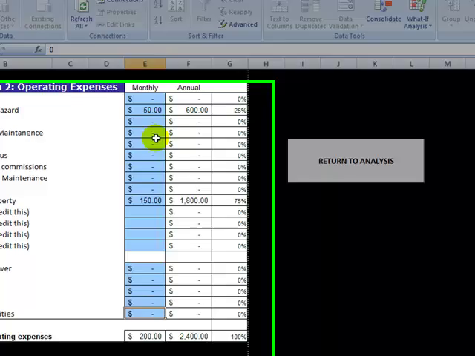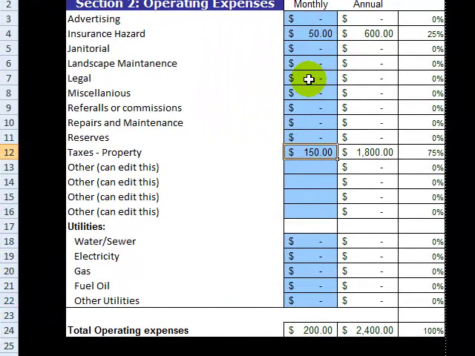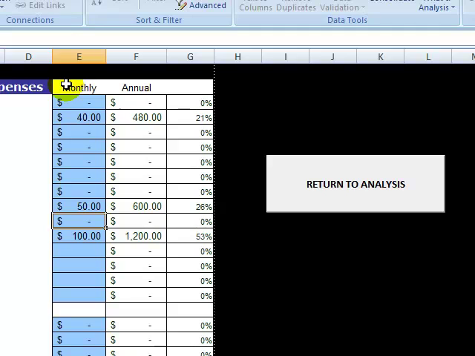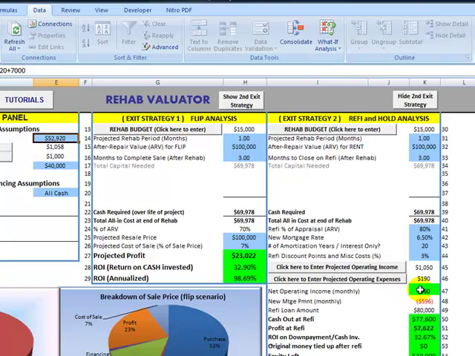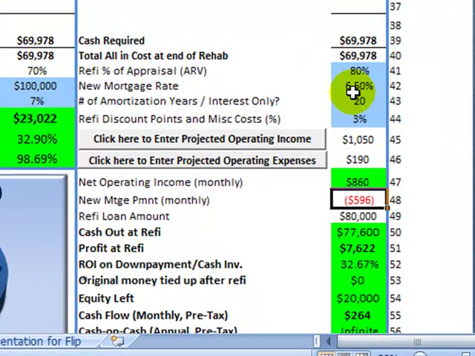So if you're looking at this property, you probably know roughly what the property taxes are. Let's assume it's $120 a month. Or if you know, for example, that it's $1,200 a year, then you can just enter equals 1,200 divided by 12. And let's assume insurance will cost around $40, and repairs and maintenance will be another $50 a month. Click Return to Analysis. So here's your net operating income, $860. And given your refi scenario, your wholesale buyer's mortgage payment will be $596 a month.